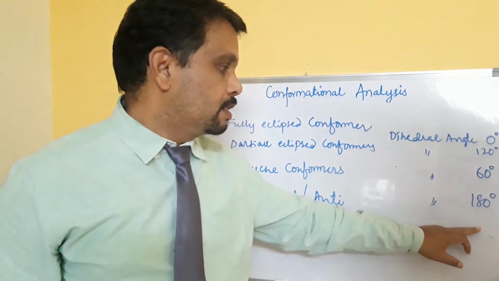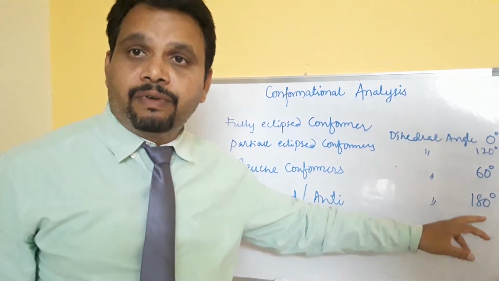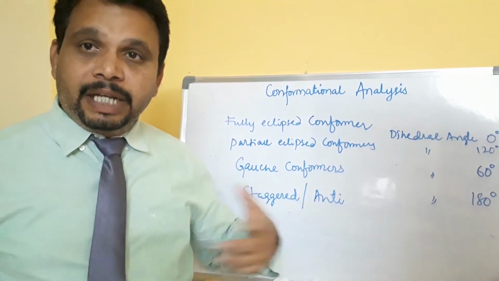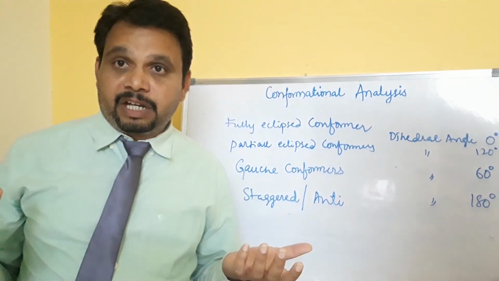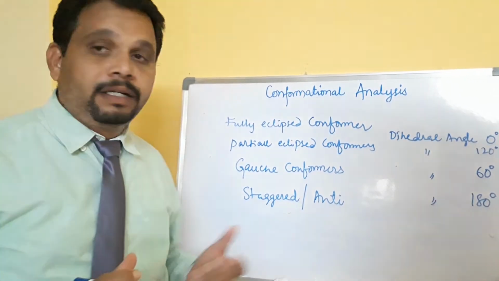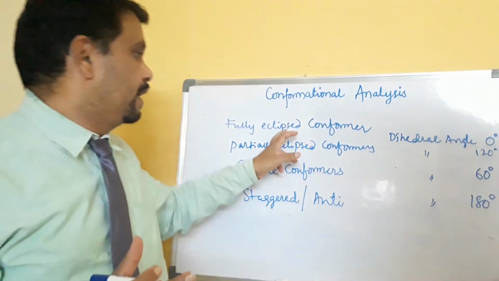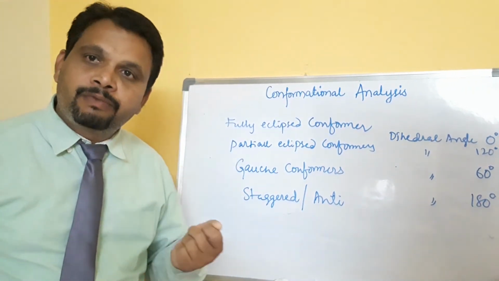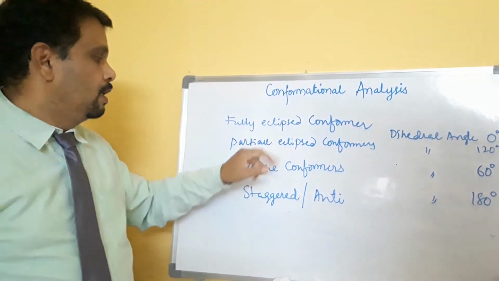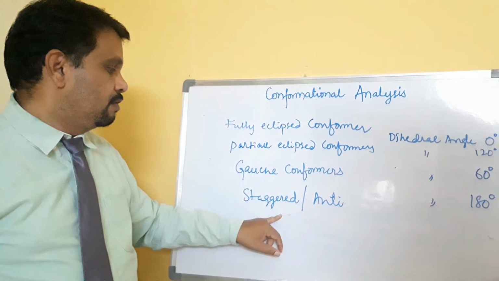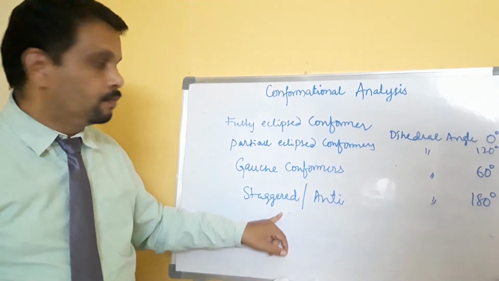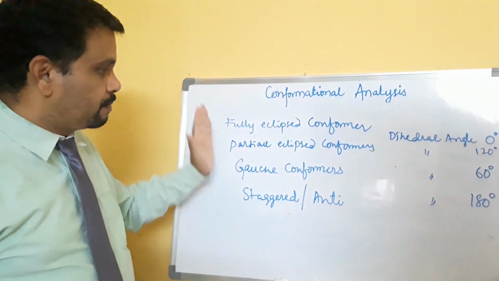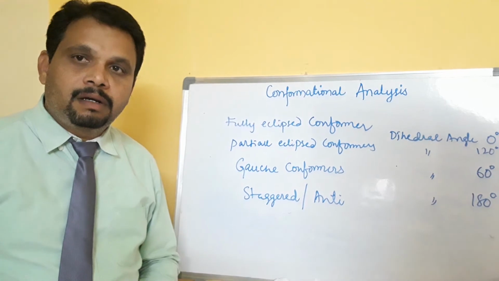240 degrees, then 300 degrees. 240 degrees means it is a partially eclipsed conformer. 300 degrees means it is a gauche conformer. Okay, and then 360 degrees, it is fully eclipsed again. So therefore, they can be classified into 4 types: fully eclipsed, partially eclipsed, gauche, and staggered or anti-conformer. So these are the 4 types of conformers.